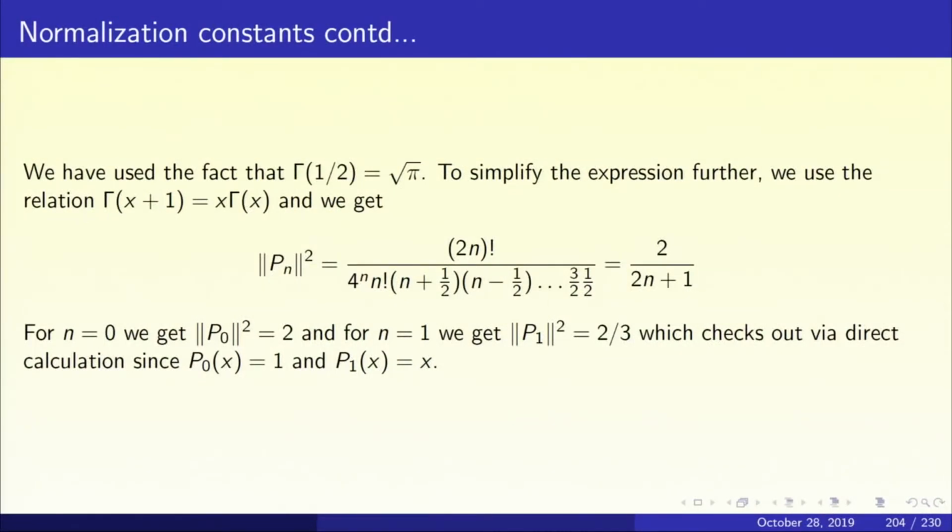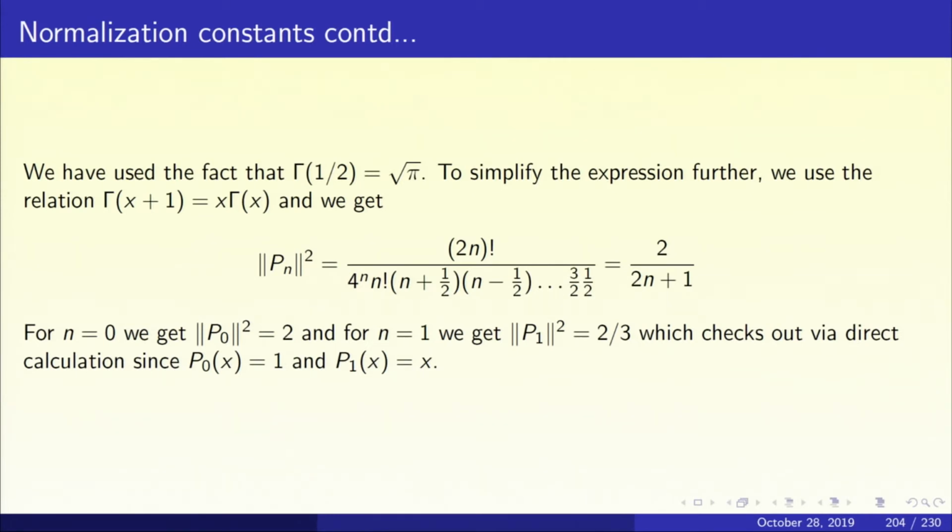We will get the inner product, the integral of (Pn(x)) the whole squared dx, will be equal to 2n factorial upon 4 to the power n into n factorial into (n plus half)(n minus half), etc., and all the way up to 3 by 2 into 1 half. Gamma(n plus 3 by 2) is (n plus half) gamma(n plus half).